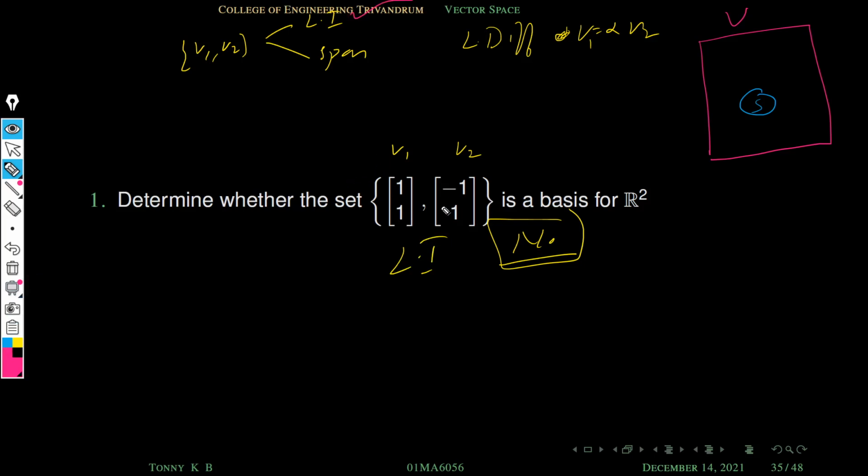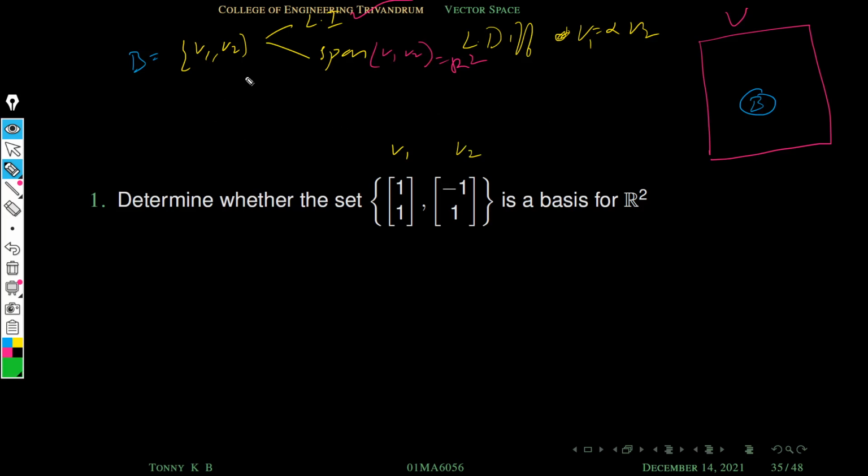Next, you can use our original method: C1 V1 plus C2 V2 equal to 0, and check whether all the Ci are 0. If all Ci are 0, then it is linearly independent. But in the case of two vectors, this is easy. You simply check whether they are multiples or not. If it is a multiple, dependent; otherwise independent. Next, what about the span? We have to check whether the span of V1, V2 equals R square or not. If it is R square, then it satisfies both conditions and you can say this is a basis. Then how do we verify it?